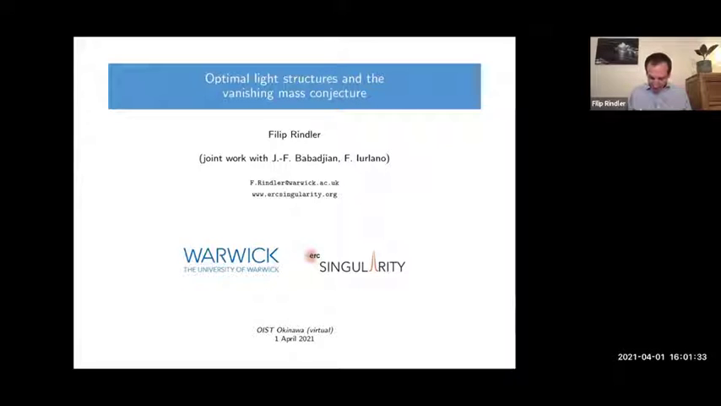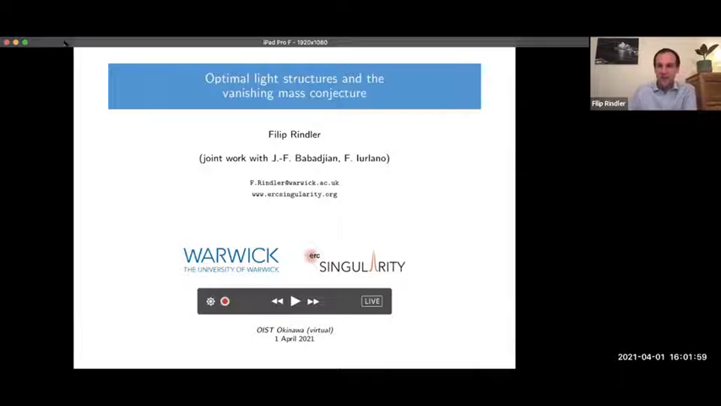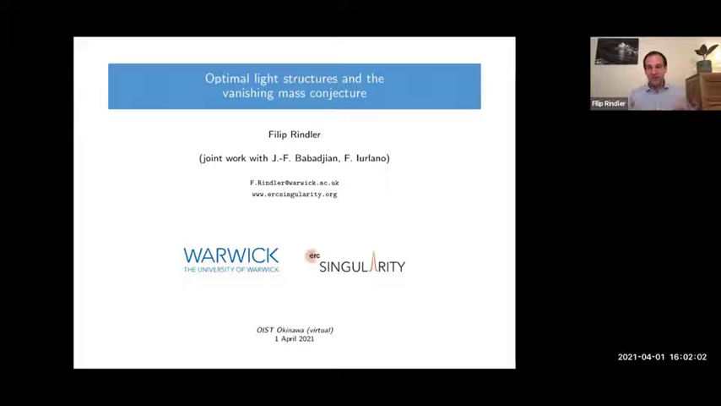So today, I'm going to talk about some very recent work, which is joint with Jean-François Barbajan and Flaviana Iolano, who are both based in Paris. It was finished during the pandemic, but started before the pandemic. It's about optimal light structures and the vanishing mass conjecture. I will explain quite a lot about the problem itself, and it will take a while until you see our theorem, because I felt it would be useful to give you a little more of an introduction to the topic, because I don't think it's been as prominent in analysis recently.